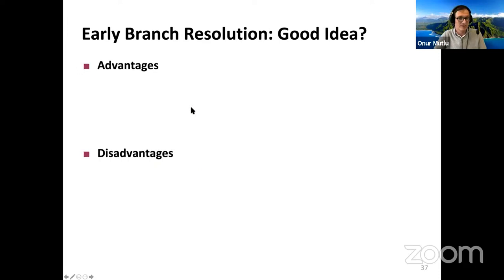Okay, so let's discuss the trade-offs of this a little bit because the trade-offs are actually important for multiple things over here.